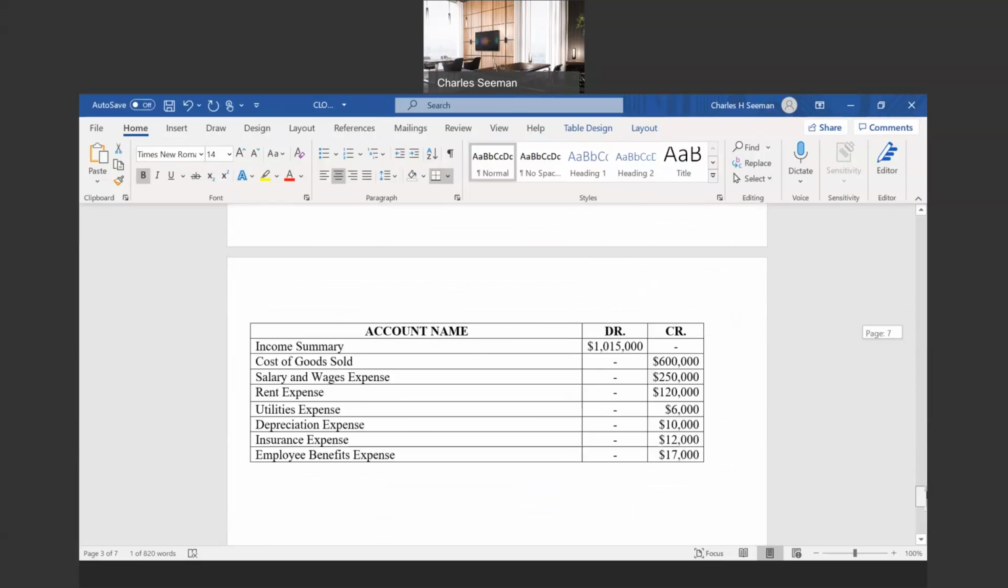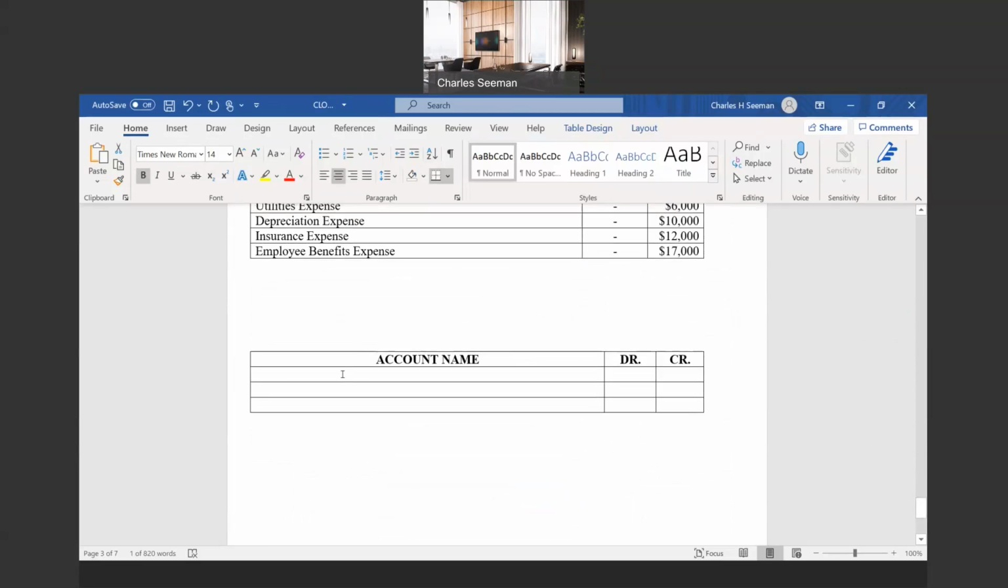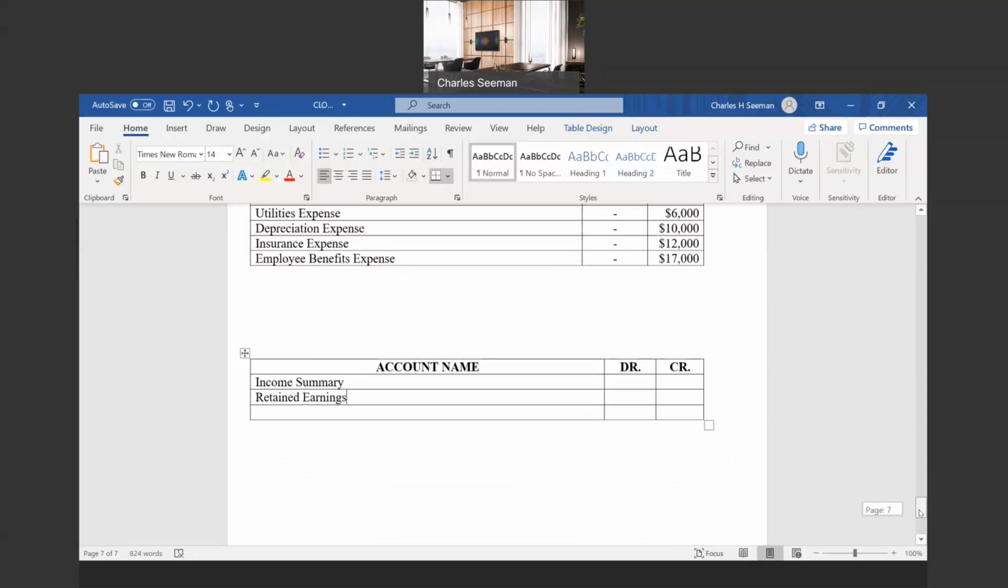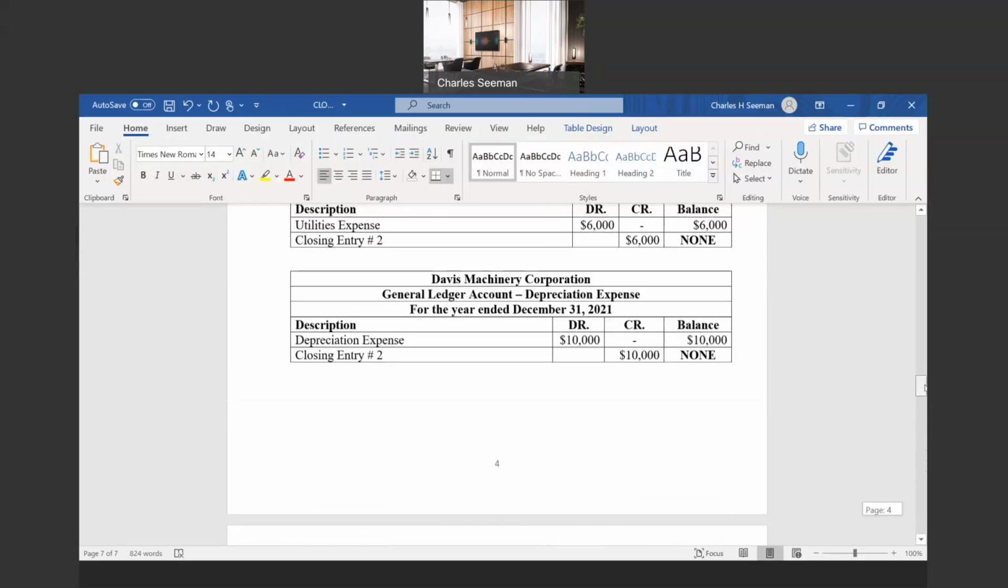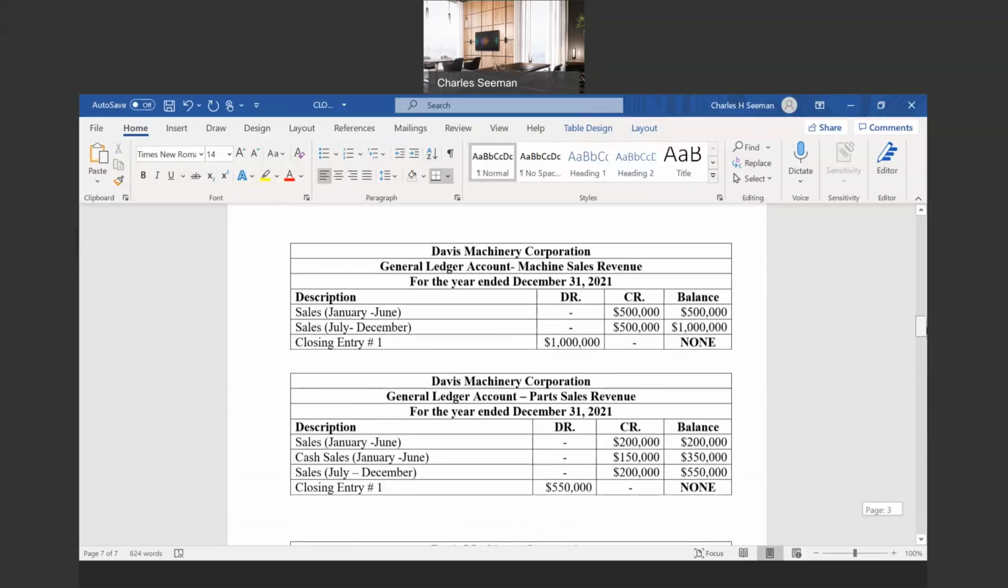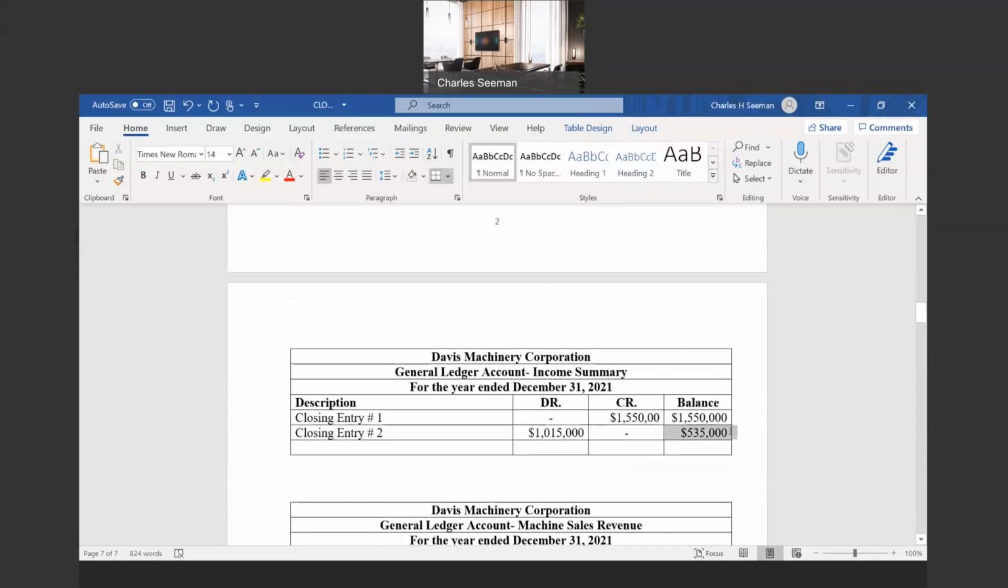The last part of this is closing out the income summary account to retained earnings. The balance in the income summary account gets zeroed out, just like all those other accounts got zeroed out. And the balance goes to retained earnings, which remains open. So the balance right now in the income summary account is 535,000, the difference between the 1,550,000 credits and the 1,015,000 debits. And since my credits are higher than my debits, we're going to debit this for $535,000.